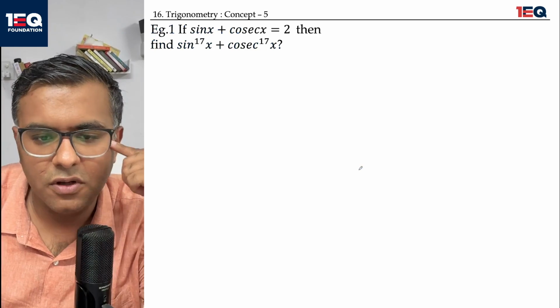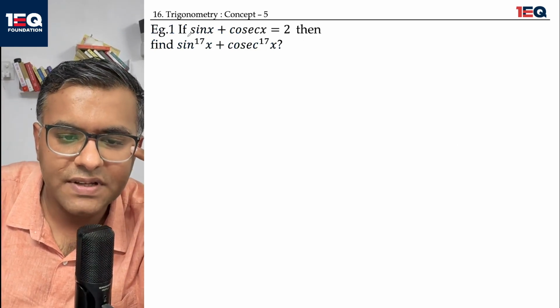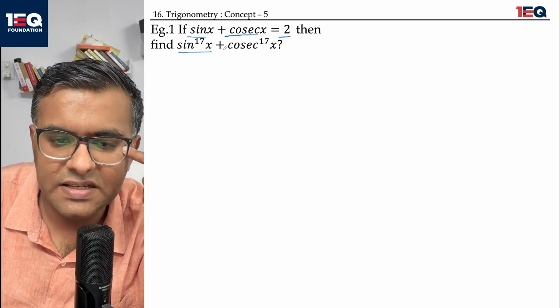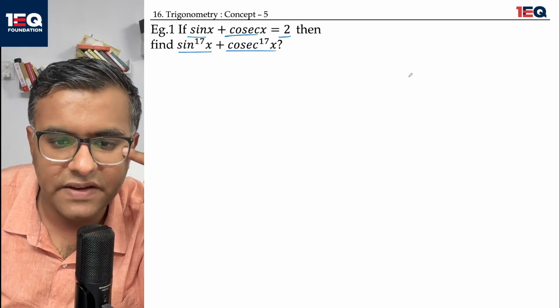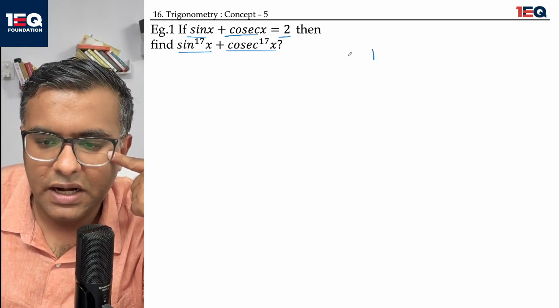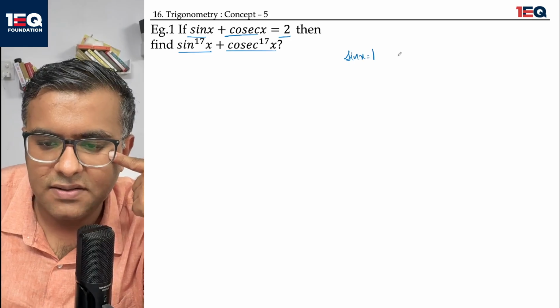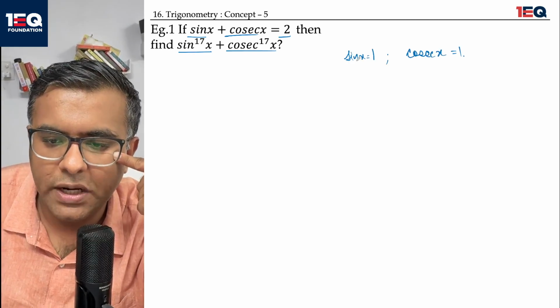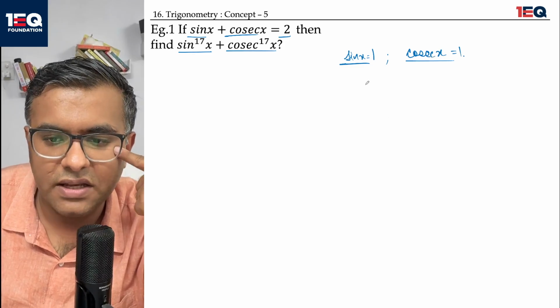So let's move to the questions quickly. It says that if sine x plus cosec x is equal to 2, then find sine raised to the power 17x plus cosec raised to the power 17x. I know that sine x is equal to 1, and likewise cosec x is equal to 1.